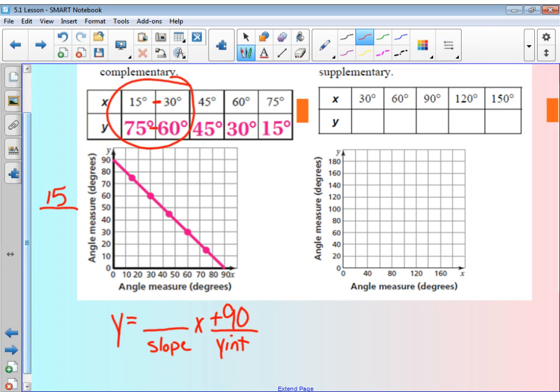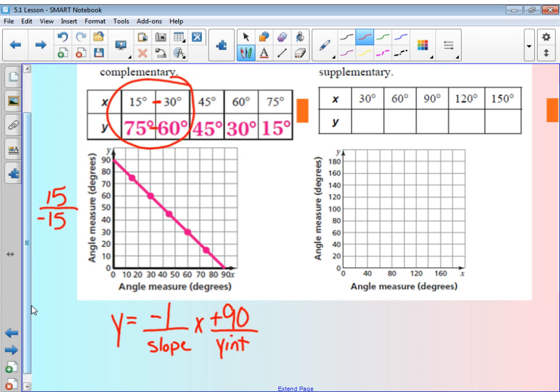So I'd have to work it also. 15 minus 30 would give me negative 15. So 15 divided by 15 is 1. It's a negative line. So you end up with negative 1x plus 90 for our y-intercept equation.